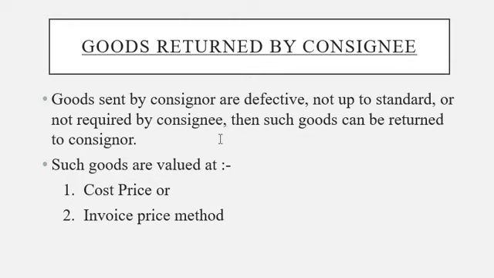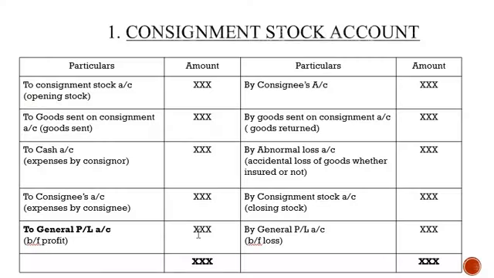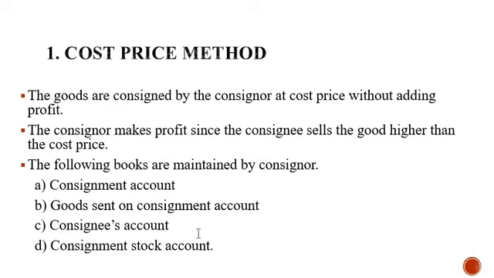When the goods are being returned by the consignee to the consignor, whether they are defective, or not up to the standards, or not required, and the consignor accepts them, there are two methods: cost price as well as invoice price. So we have seen these two methods. Now we'll deal with the further aspect of consignment.